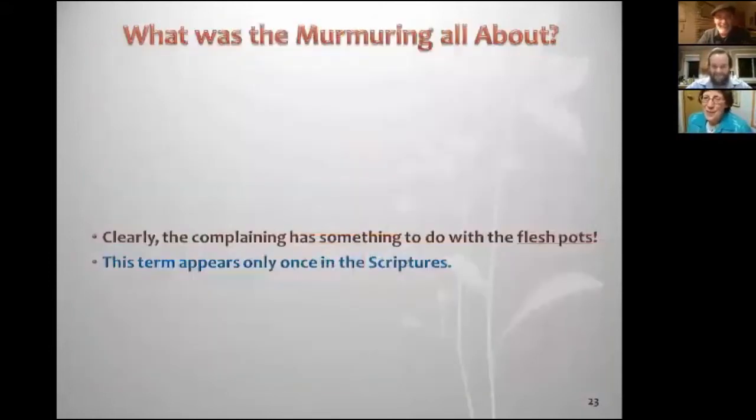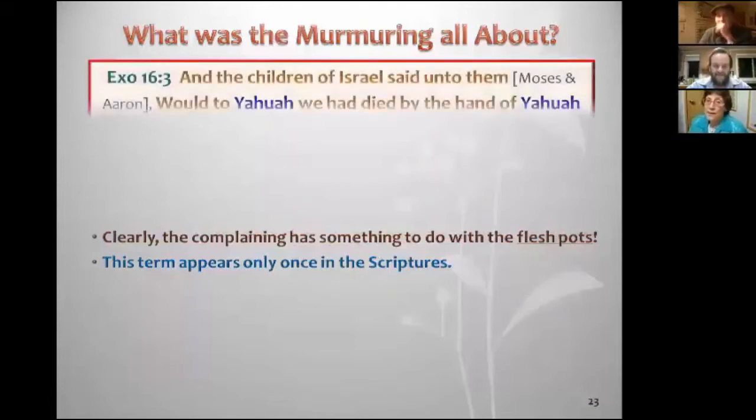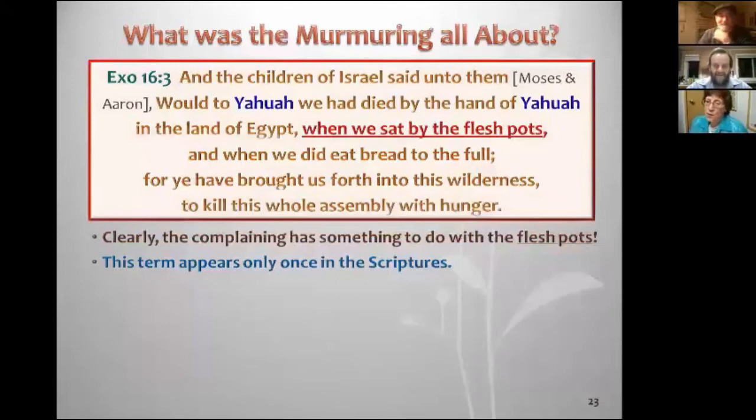Well, what was all the murmuring about? Clearly, the complaining has something to do with the flesh pots. And this term appears only one time in the scriptures. I found that interesting, just once, not 2 or 3, just once. And the children of Israel, in verse 3, said unto Moses and Aaron, would to Yahuwah that we had died by the hand of Yahuwah in the land of Egypt, when we sat by the flesh pots, and when we did eat bread to the full, for you have brought us forth into the wilderness to kill this whole assembly with hunger. They were not very happy. I want to go home, back to bondage.